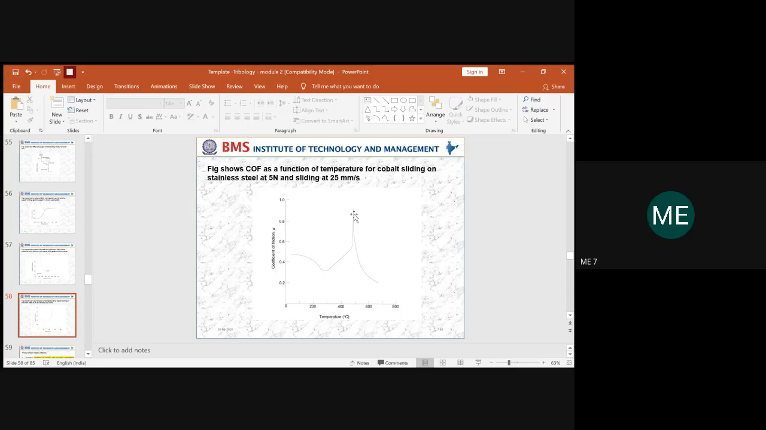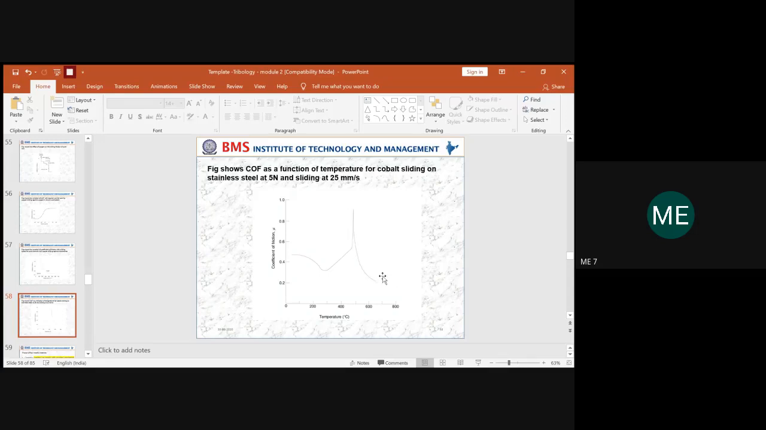That shows that the transition temperature of the material is around 500 degrees Celsius. When the material comes near the transition temperature, the COF value increases drastically. So once that is reached, the phase of transition temperature is reached. After that, if you enhance the temperature still further, the COF value comes down.